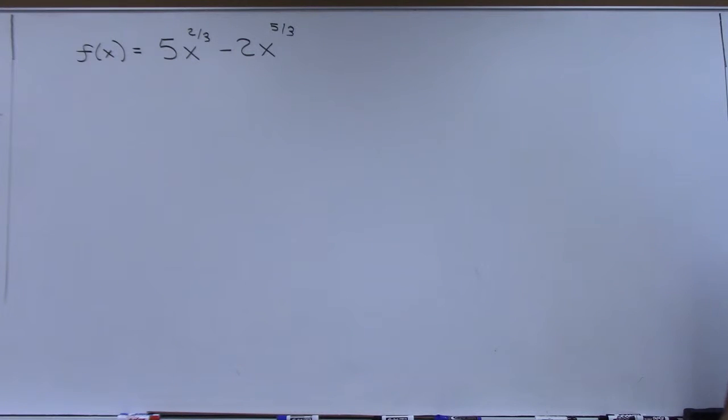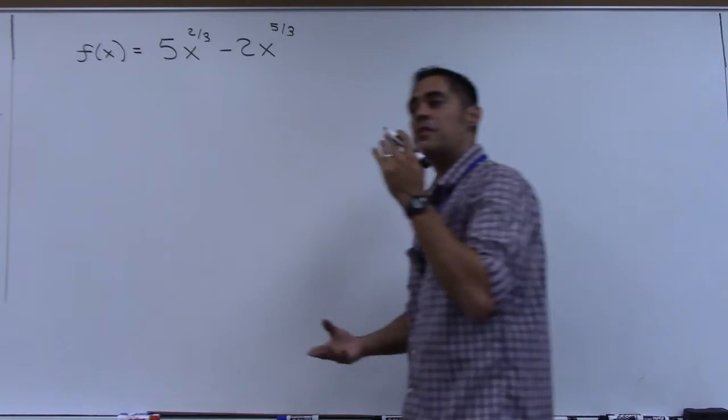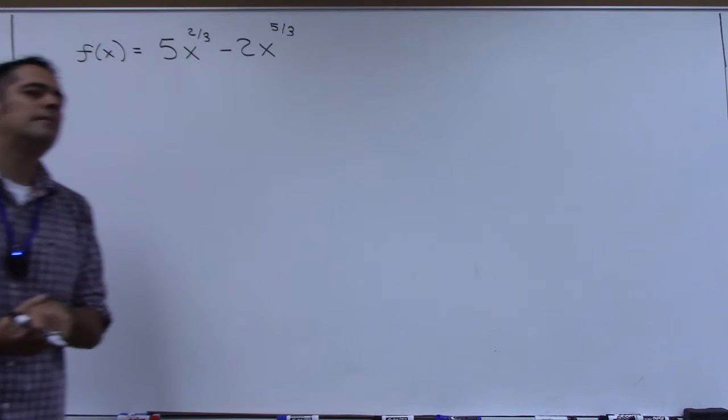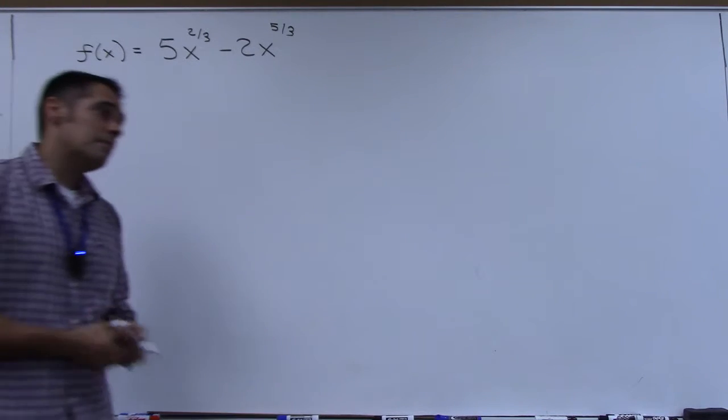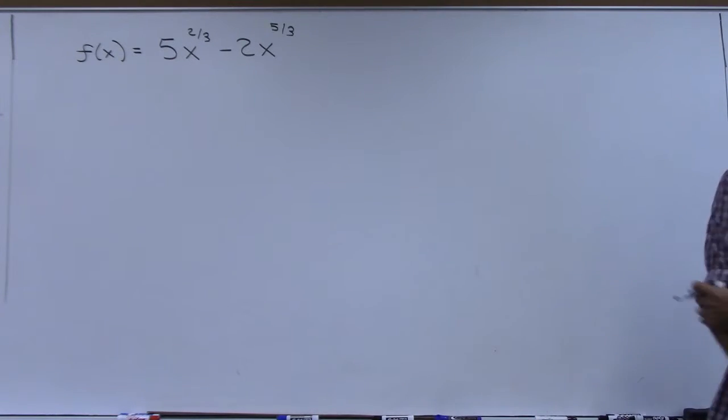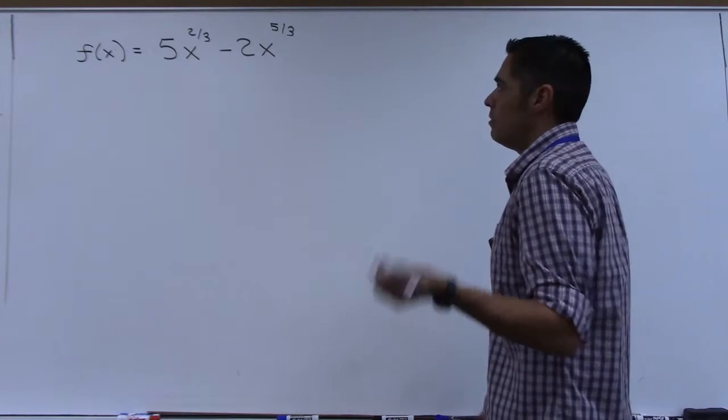You want to do that? I'm going to do that after the derivative. All right, so we want to find where it's increasing, decreasing, local max, local minimums, where it's concave up, concave down, and any inflection points, right? That's what we want. So let's start by just writing out the derivatives.